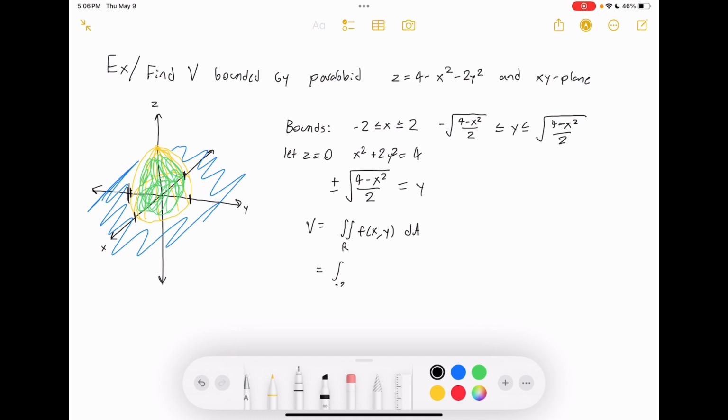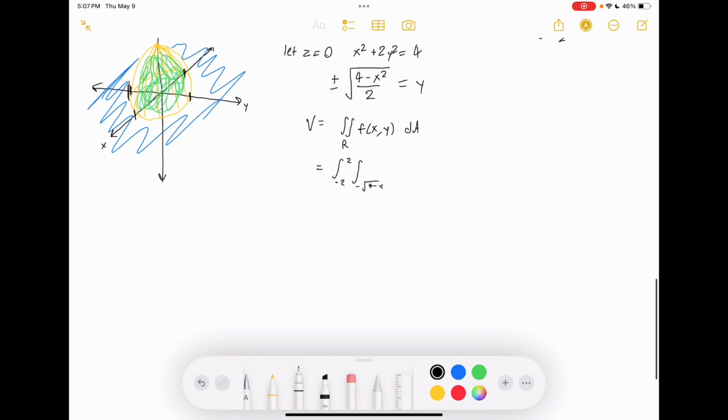Our outer bounds are going to be negative 2 to 2. And then our inner bounds are going to be negative the square root of (4 minus x squared) over 2 to the square root of (4 minus x squared) over 2. And our function, as we mentioned before, is just going to be 4 minus x squared minus 2y squared. And y is our inner, so we're going to put dy here, and x is our outer, so we're going to put dx there. Nice. We have our iterated integral set up, and now we're just going to solve that.